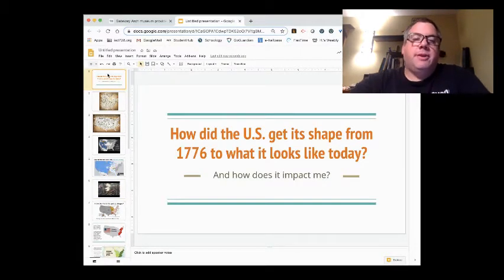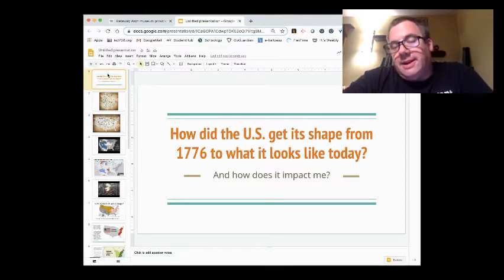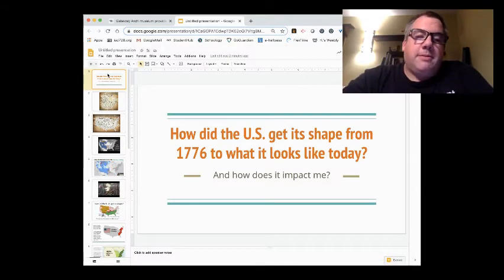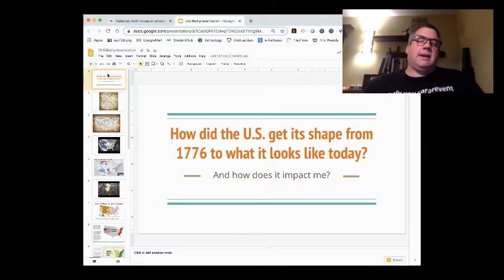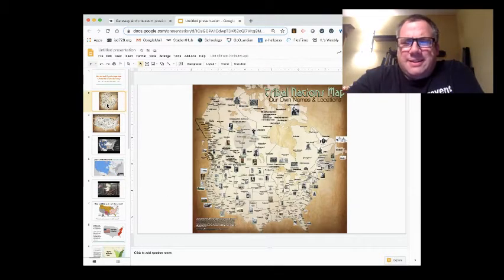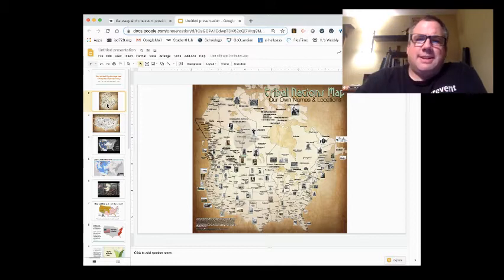Okay, so how did the US get its shape from 1776 to what it looks like today? And how does it impact me? This is what you have to be able to tell with this document that you're going to be turning in, and especially with the summary at the end and the questions that you ask. So let's take a look at what it was like before it was the United States.